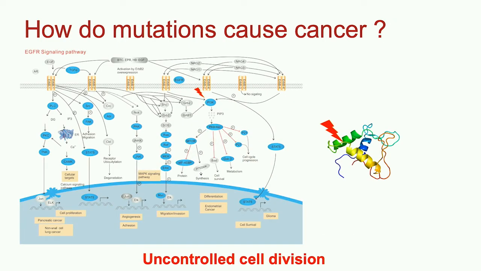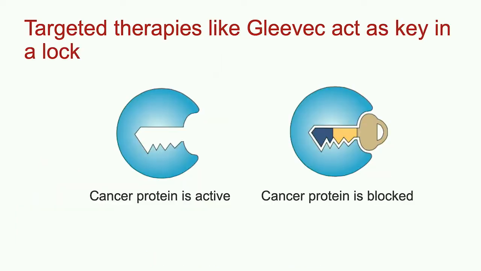And so how do mutations cause cancers? These proteins that have abnormal function are basically sending signals to the cells to divide and not stop dividing. And that's really the process by which cancer works.